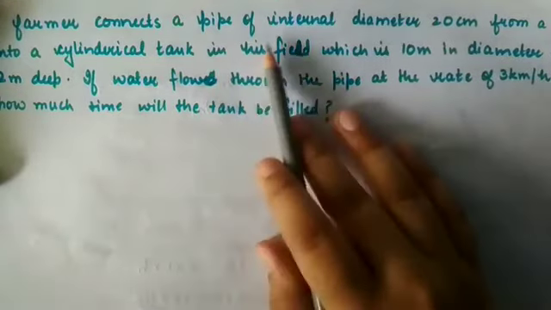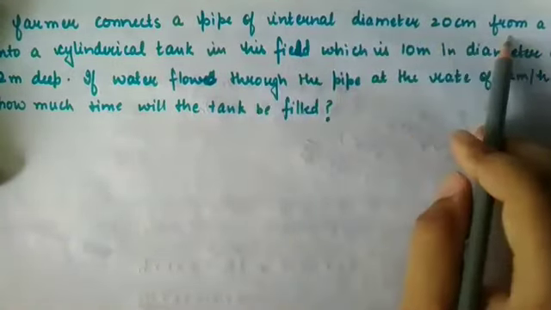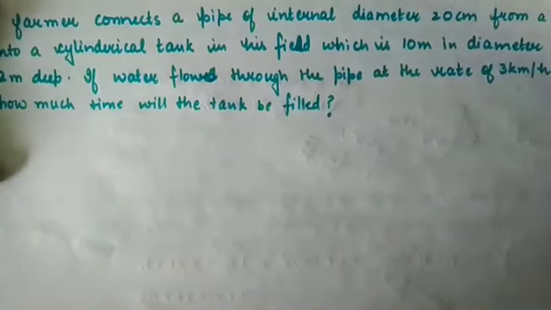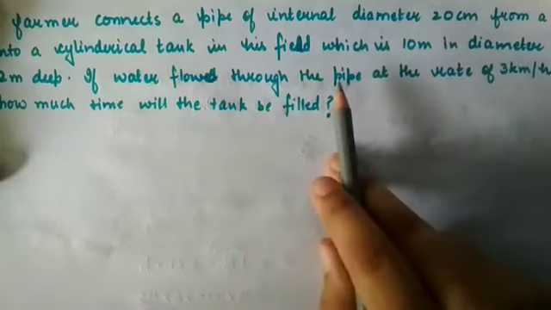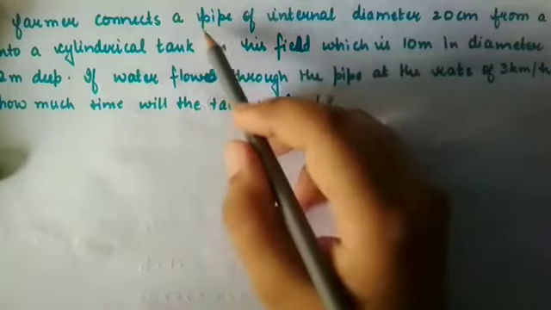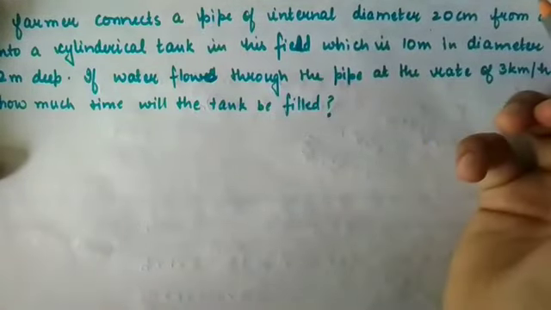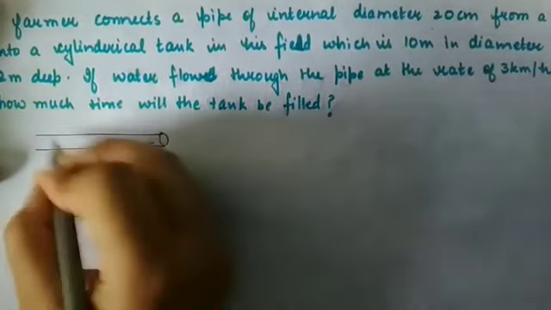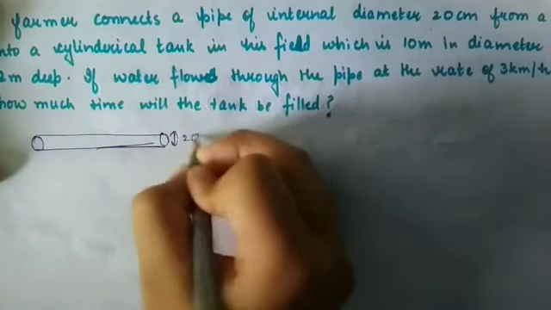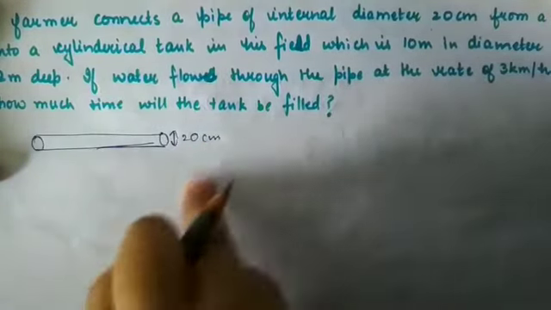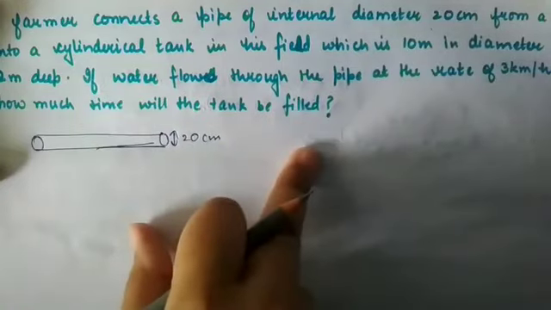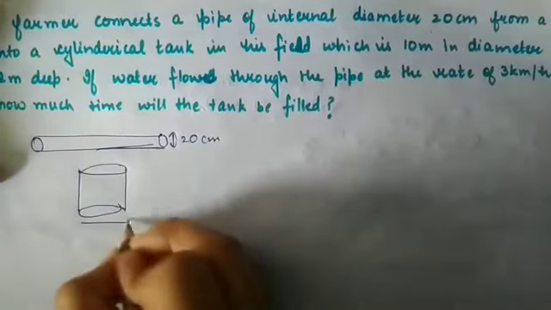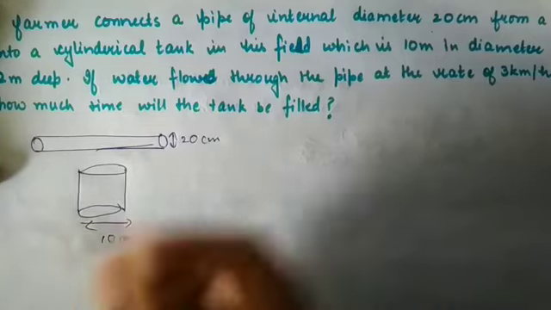Here a farmer connects a pipe of internal diameter 20 centimeter from a canal into a cylindrical tank in his field which is 10 meter in diameter and 2 meter deep. So the diameter of the pipe is given, it means the pipe is cylindrical. So this is the pipe having a diameter of 20 centimeters. It is connected to a cylindrical tank which is having a diameter of 10 meters and it is 2 meter deep.